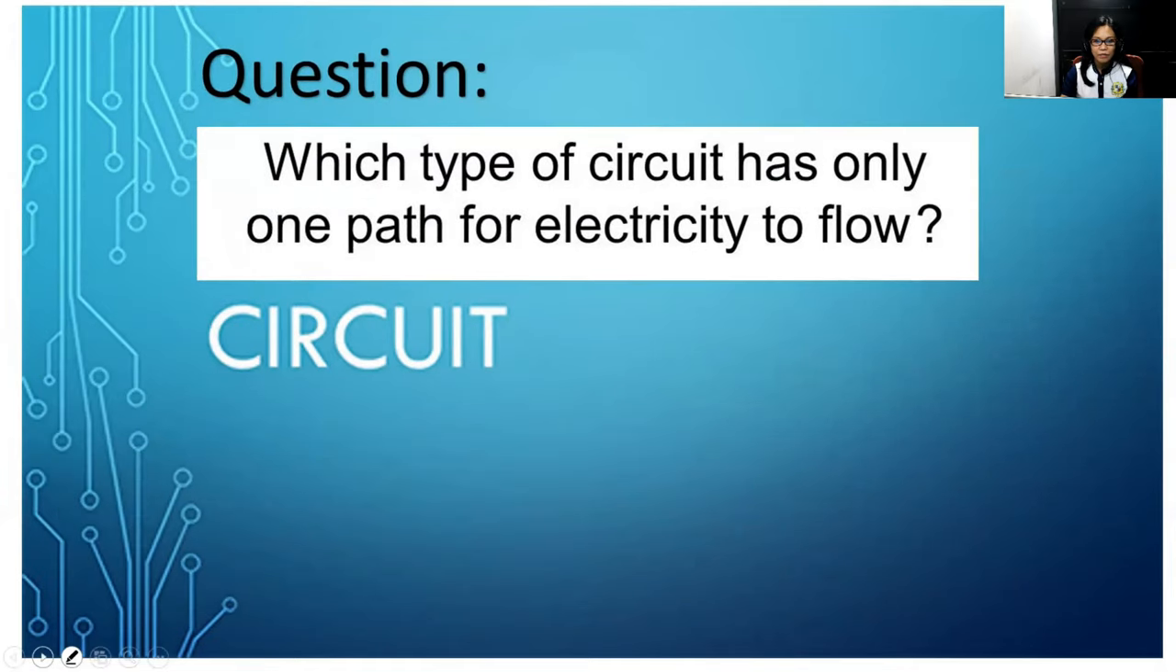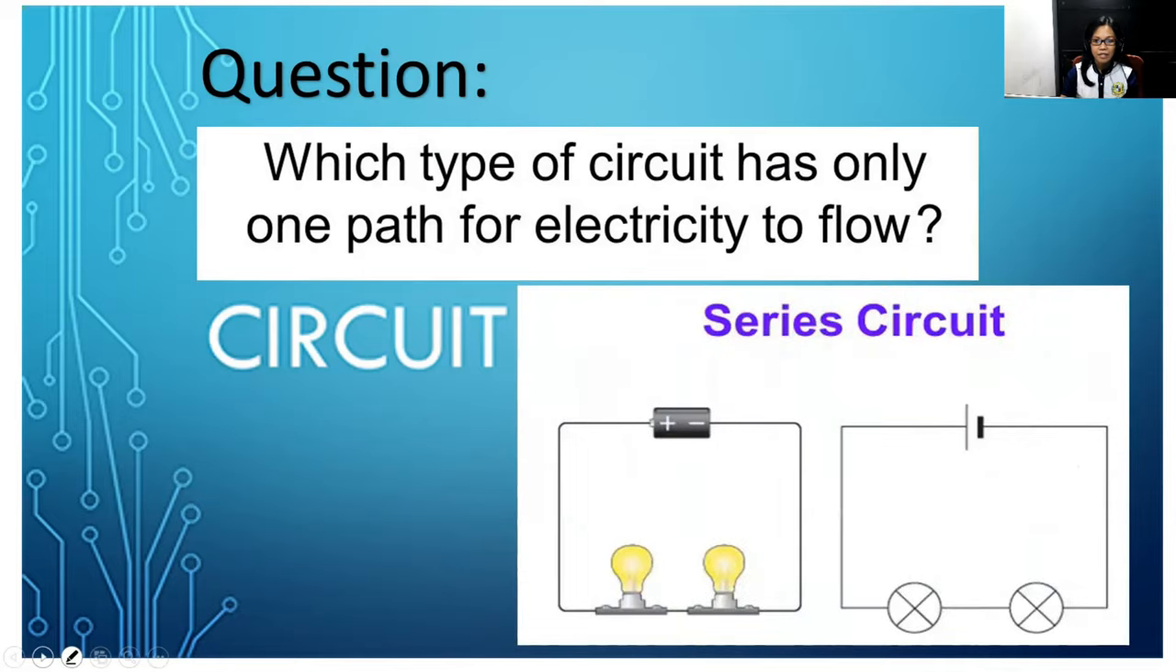All right, next question. Which type of circuit has only one path for electricity to flow? We learn about parallel and series circuit. Which type of circuit has only one pathway for electron to flow? What is your answer? The answer is series circuit. If it has more than one pathway, parallel. Has only one pathway, series circuit. So the answer here is series circuit.